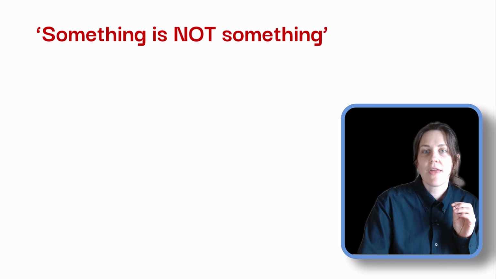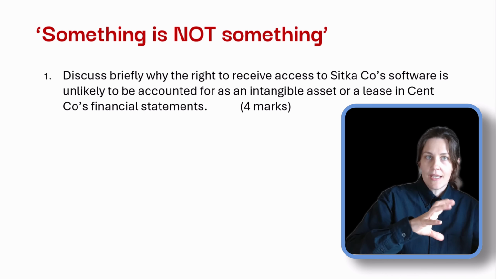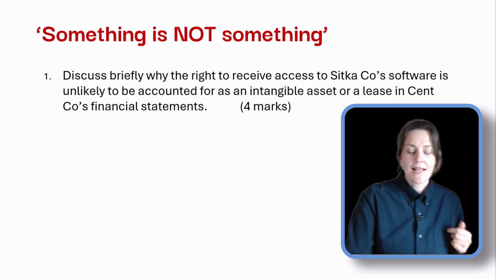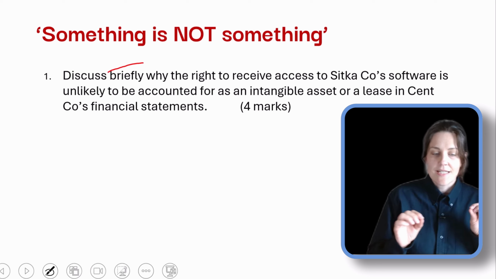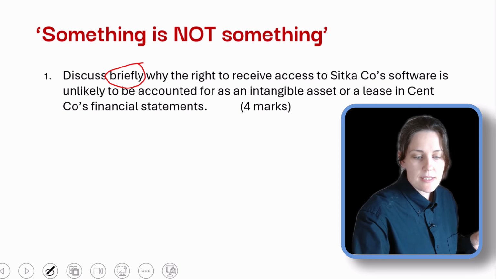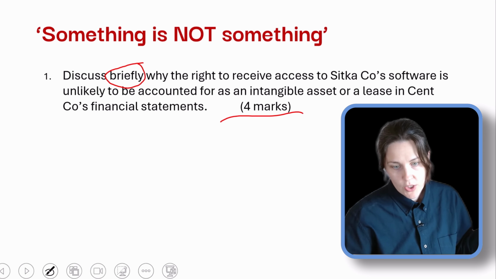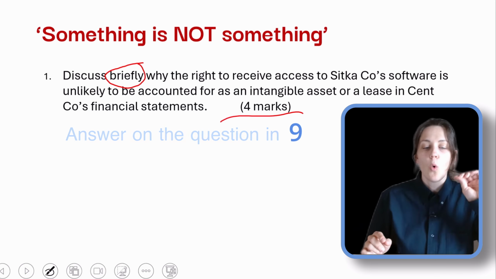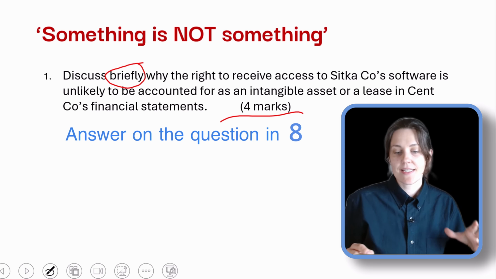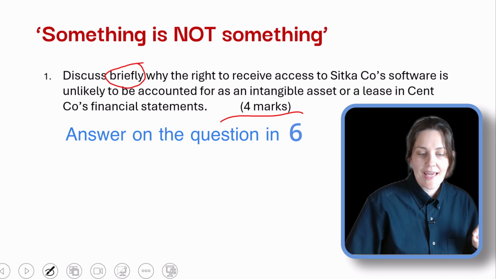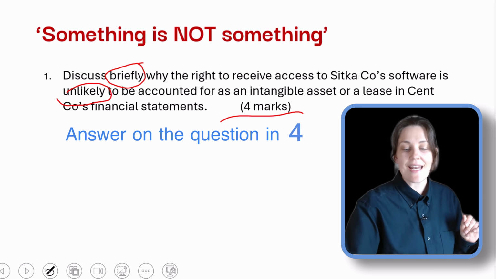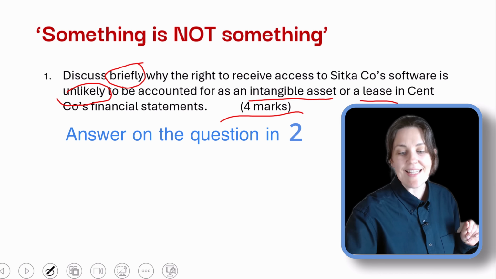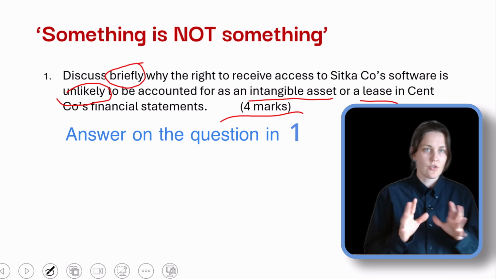The first example of that would be "something is not something". Let me give you an example from a real question that we had a couple of years ago. Discuss briefly. Briefly means that it's 1 or 2 marks, or usually in here we have 4 marks. Why the right to receive access to Sitka software is unlikely, so not, to be accounted for as an intangible asset or a lease in some companies' financial statements.